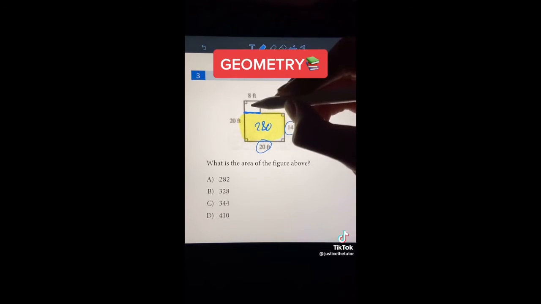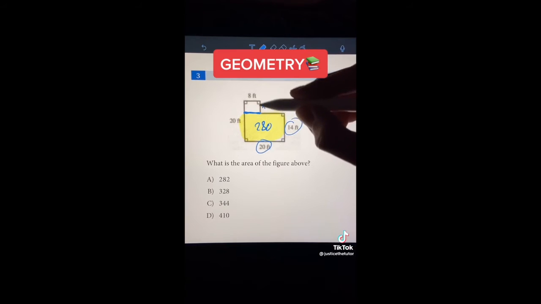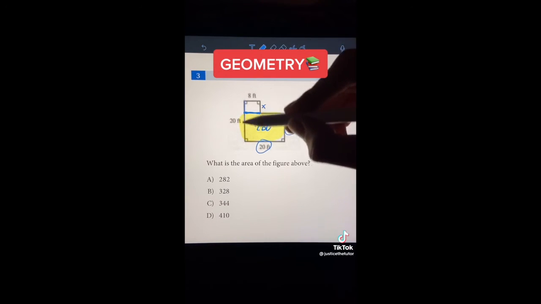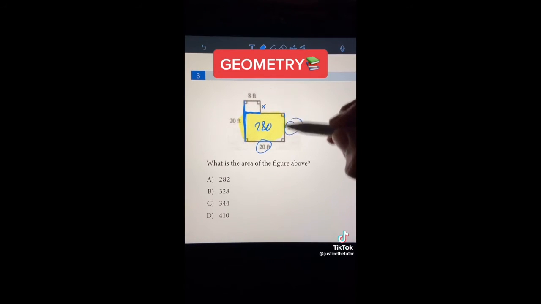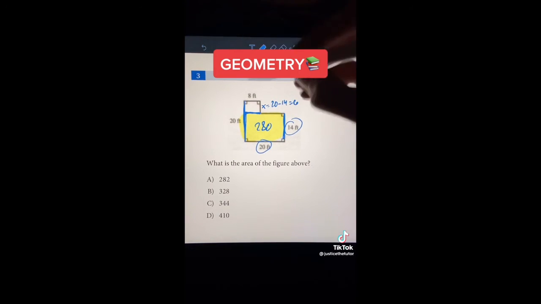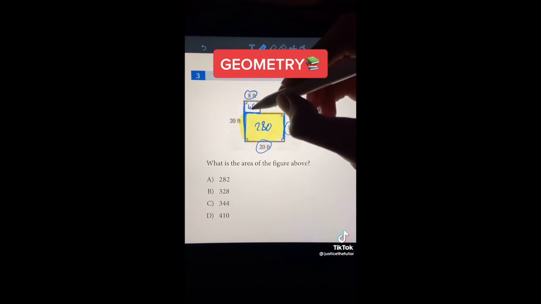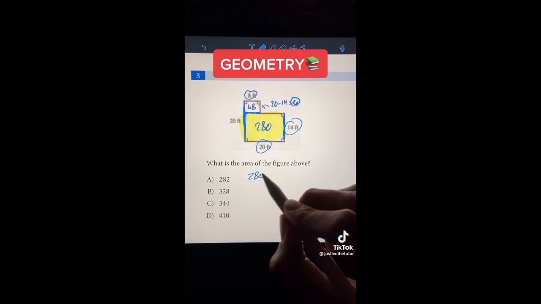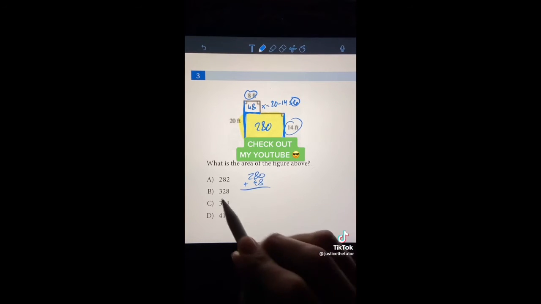We have to find this area right here, but we don't know this side length. But we do know that this whole thing is 20, this whole thing is 14, which means that x has to be 20 minus 14, which is 6. And to find the area of a rectangle, just 8 times 6, which is 48. If you add 280 and 48, then you'll get 328.